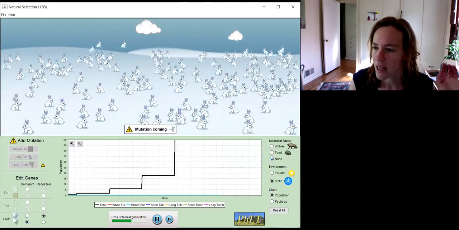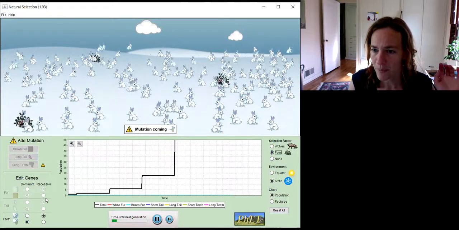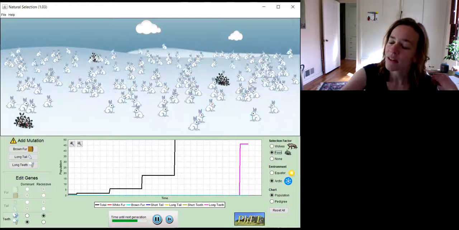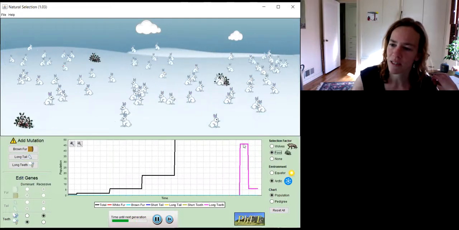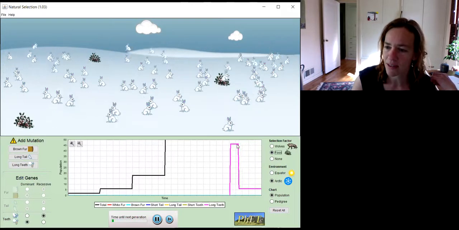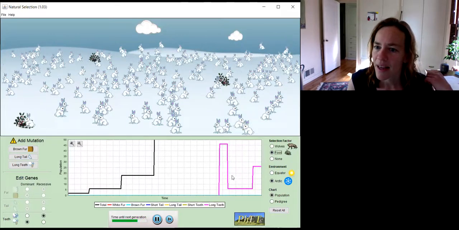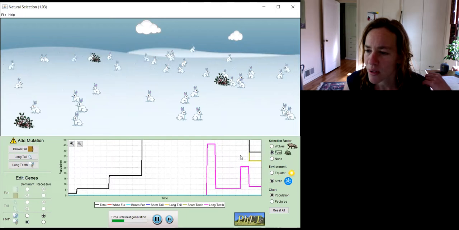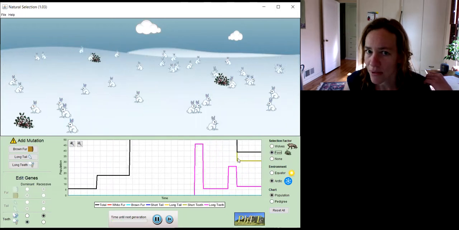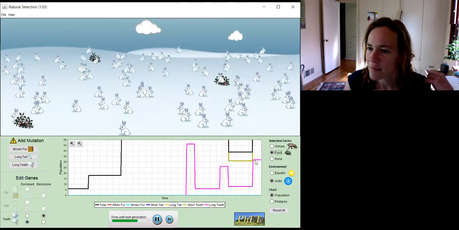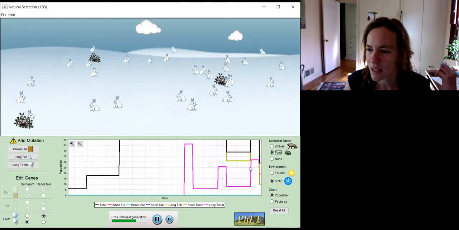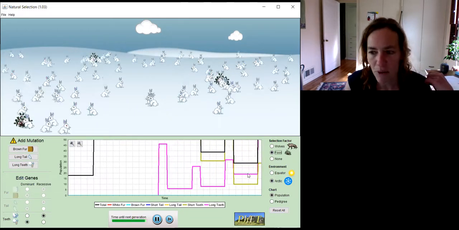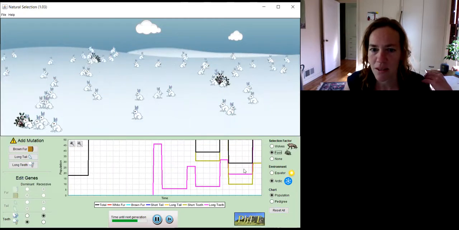Let's add the long teeth and add the food. Whoa, there's so many bunnies. Oh, look, this mutation with the long teeth seems to be getting more common. Here you can see it as this pink line, and you can see some of these bunnies do have long teeth. The short teeth ones are this sort of olive colored line. It looks like there's not as many short teeth now. Oh yeah, in this generation, there's more long teeth than short teeth ones. So the long teeth are good.